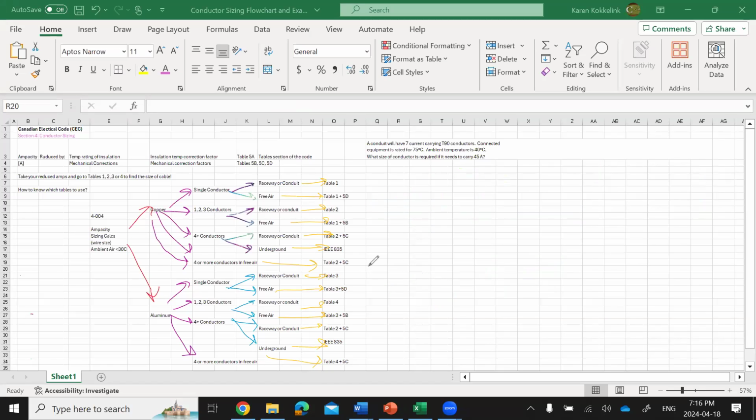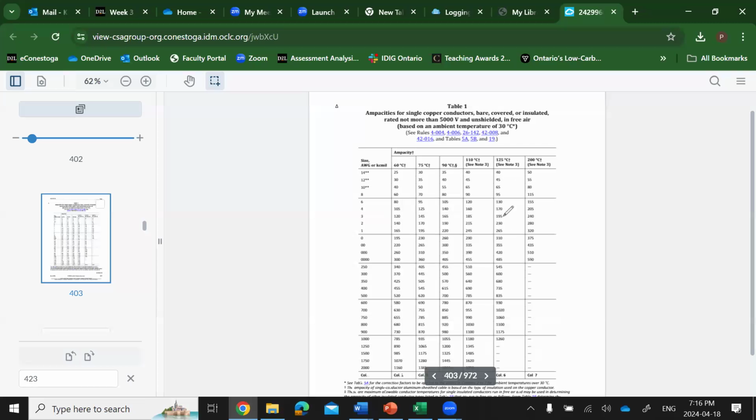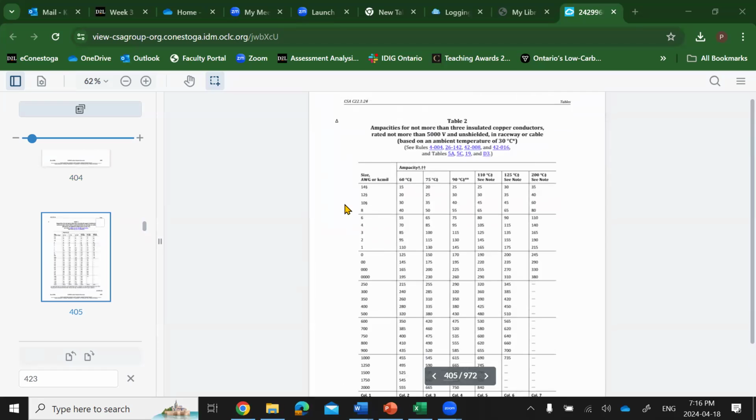So I'm just going to flip over to these tables to show you what I mean. Let's look at what these tables actually look like. The tables look like this. And you see that table one here says it is for single copper. Table two is for, let's see, no more than three, multiple copper.